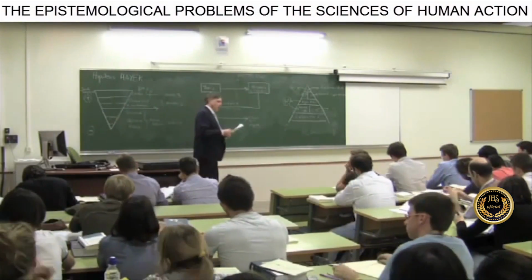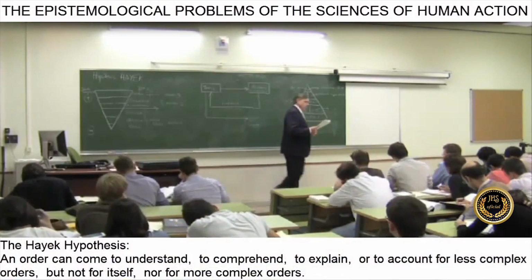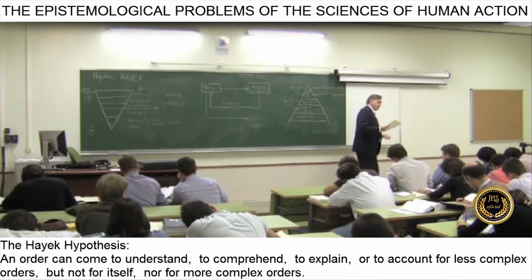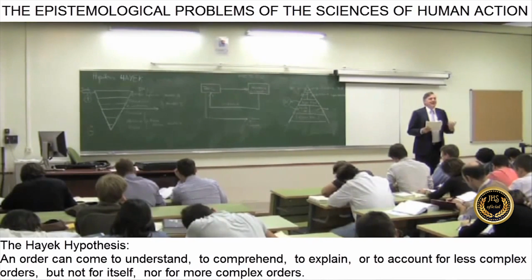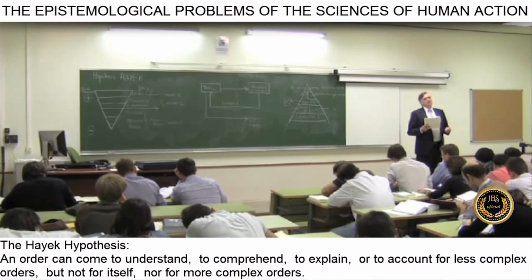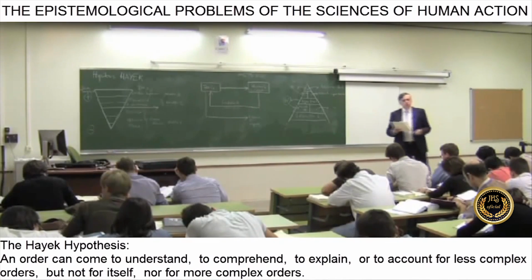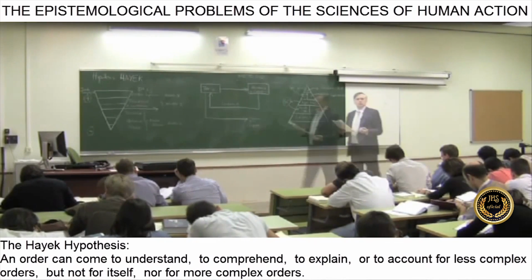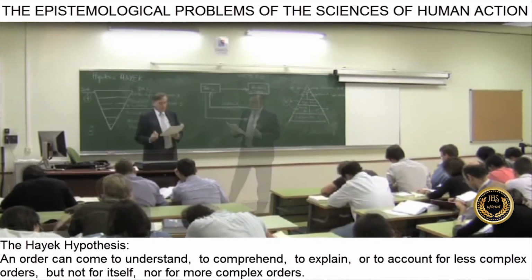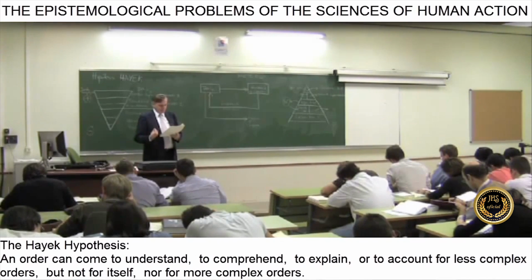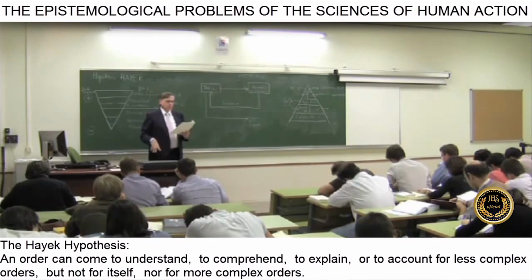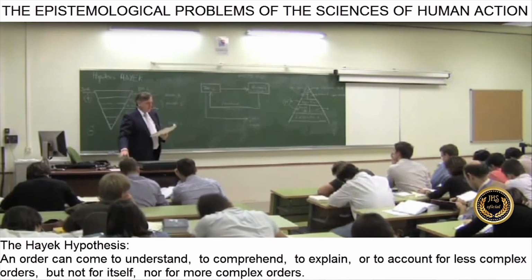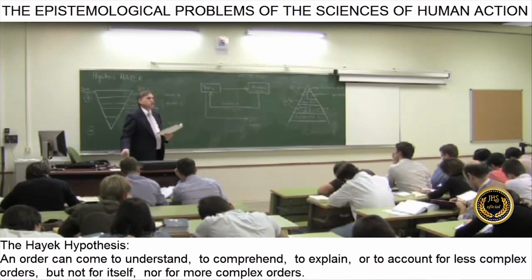Hayek says the following. Take note. He says that an order can come to understand, to comprehend, to explain, to account for, if you will, orders that are simpler or less complex than itself. But it can never explain nor account for itself. Nor can it explain or account for orders more complex than itself.